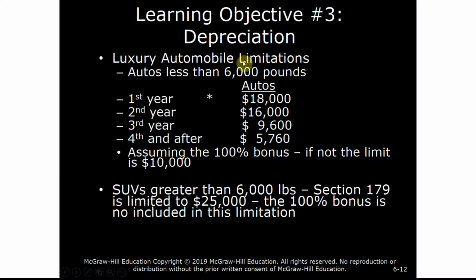Again, this applies for luxury automobiles. These are autos less than 6,000 pounds. SUVs are treated a little bit differently. SUVs are those greater than 6,000 pounds. If they're greater than 6,000 pounds, Section 179 is limited to $25,000. So that's a special provision for sports utility vehicles that are greater than 6,000 pounds. You can use Section 179, but only up to $25,000.